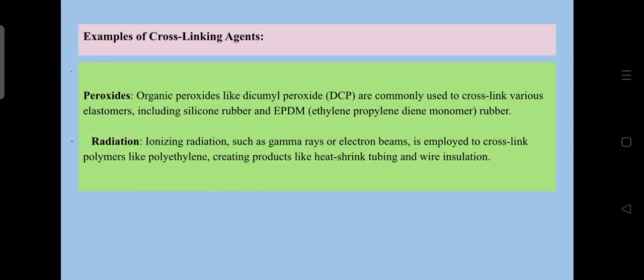Examples for cross-linking agents are peroxides. The organic peroxides like dicumyl peroxide, which is a very common cross-linking agent useful in the rubber industry and silicone rubber industry. And also radiation can form some type of cross-linkages between the polymeric chains, which can act as the cross-linking agent.